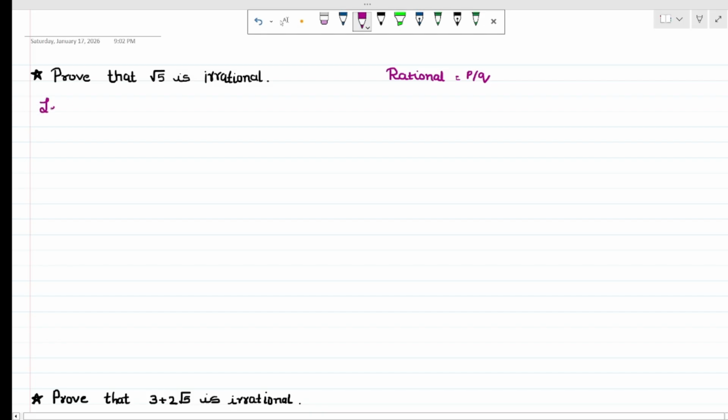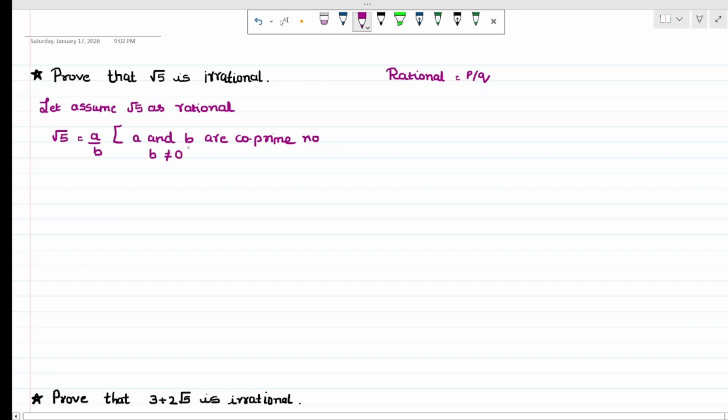So the first step will be: let us assume root 5 as a rational number. If it is a rational number, we can write it in a by b form. So we will write that root 5 is equal to a by b, where you should mention what a and b are. So a and b are co-prime numbers and b is not equal to 0.